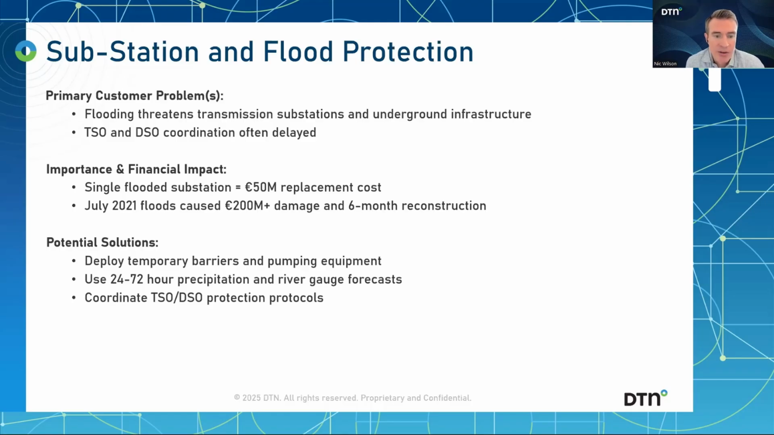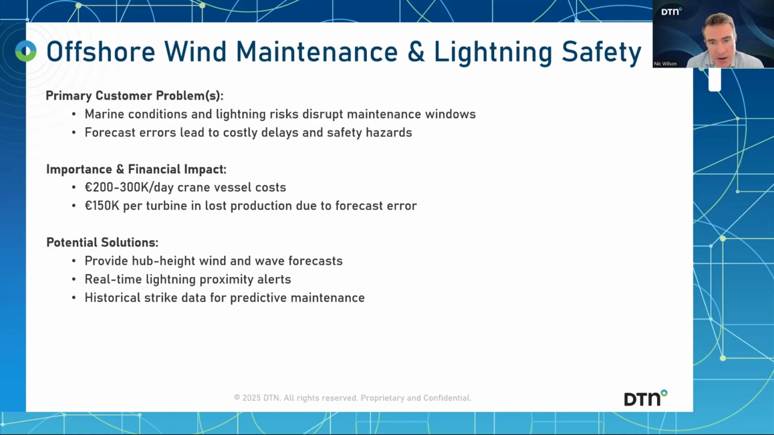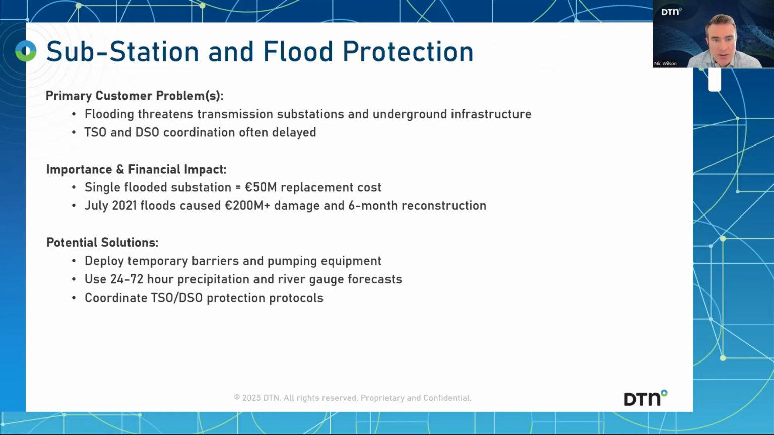And 24 hours in advance, final barrier deployment, preemptive de-energization decisions, and activate backup assets. If we look back in that event from 2021, 15 substations were inundated in Germany and Belgium, 200 million euros in damage, and some assets took up to 6 months to reconstruct. And here's why this matters.